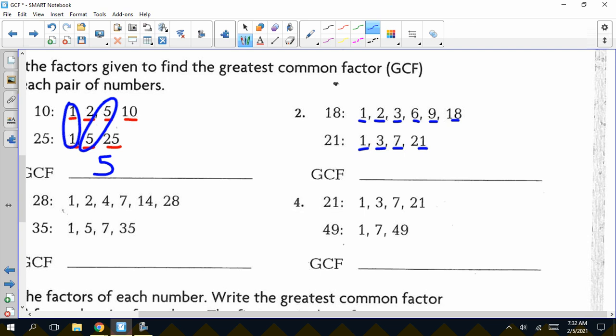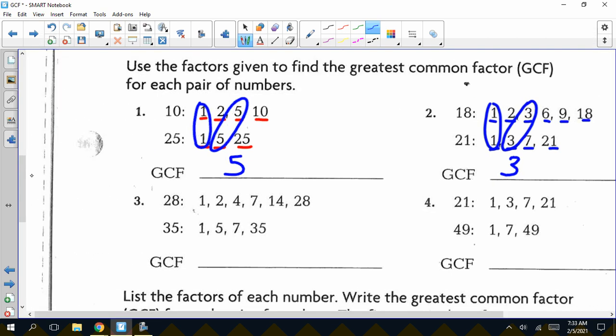Factors that they have in common are 1 and 3. There's not any other number in that list that they have in common. So the greatest one, the biggest one that they have in common would be 3. So let's look at the next example here.